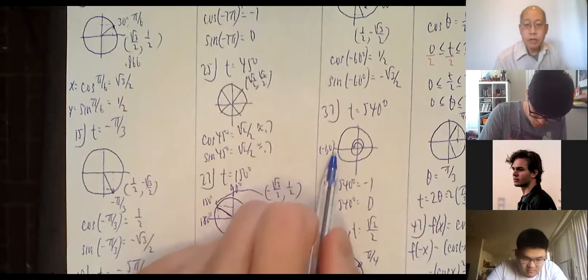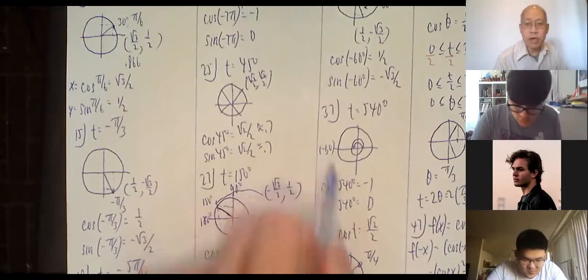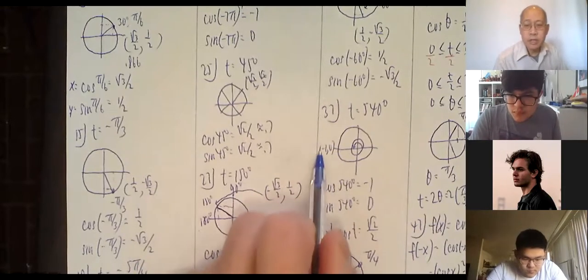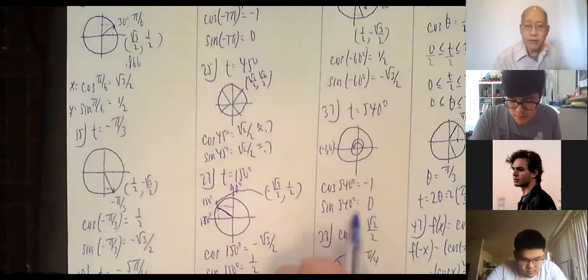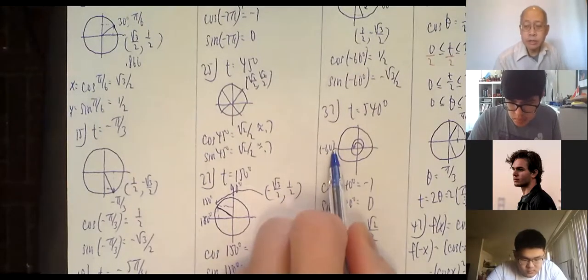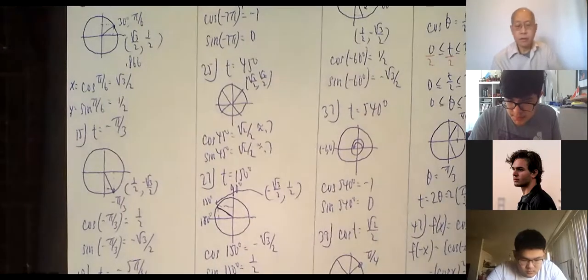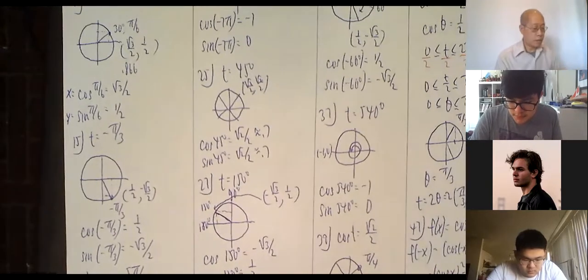So we're good. Cosine x, sine y. So cosine of 540 degrees, negative 1. Sine of 540 degrees, y coordinate 0. Right? And that's pretty much it.